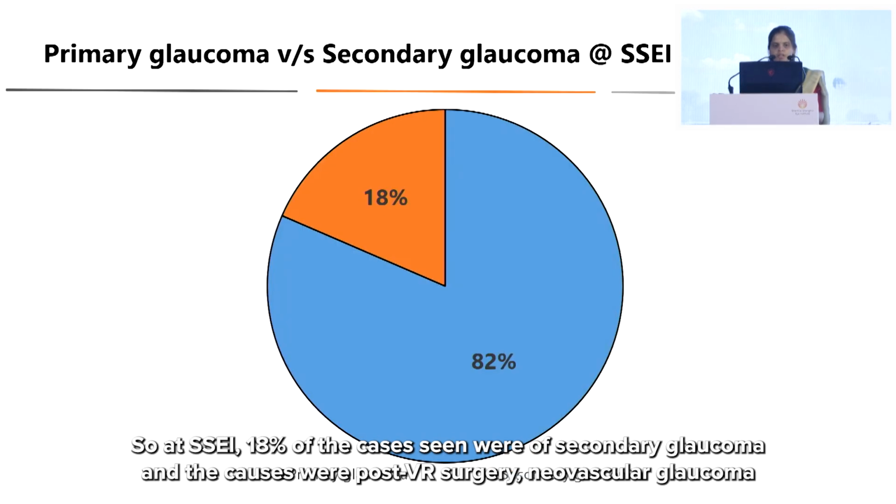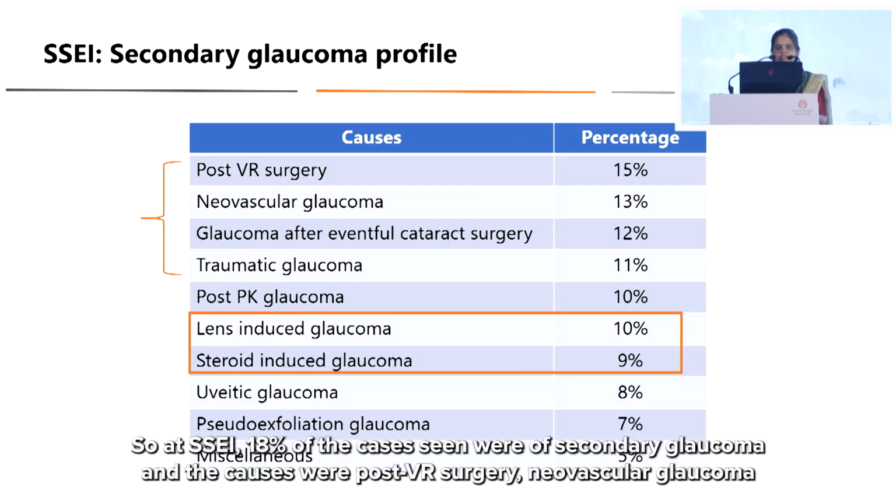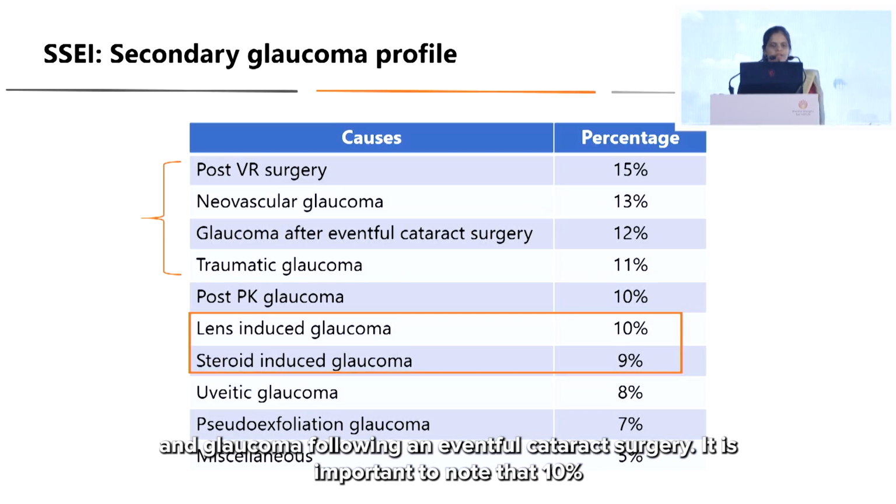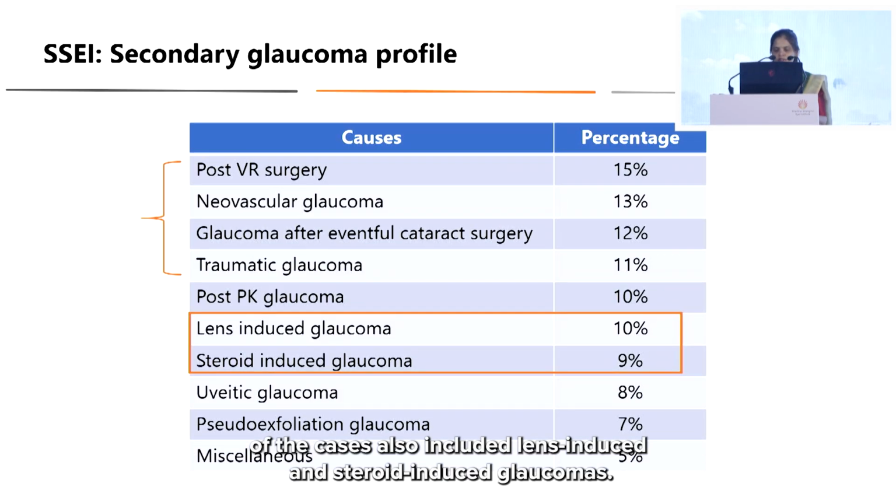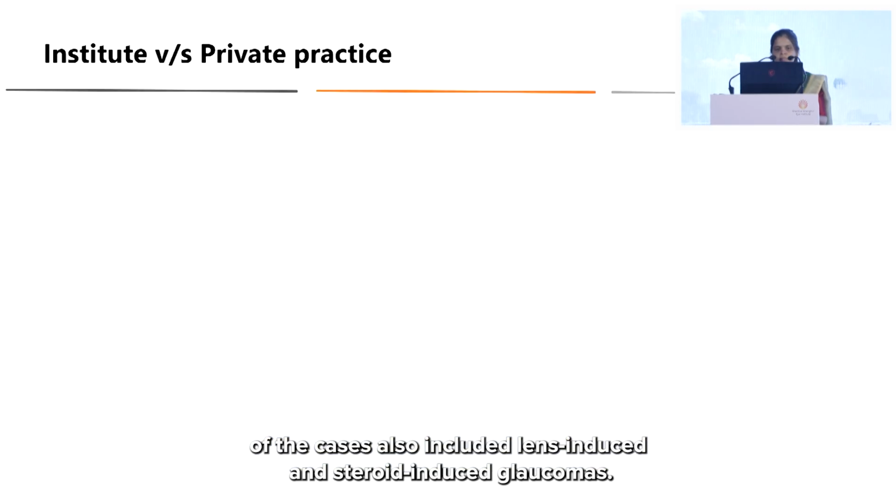So at SSCI, 18% of the cases seen were secondary glaucoma, and the causes were post-VR surgery, neovascular glaucoma, and glaucoma following an eventful cataract surgery. It's important to note that 10% of the cases also included lens-induced and steroid-induced glaucomas.